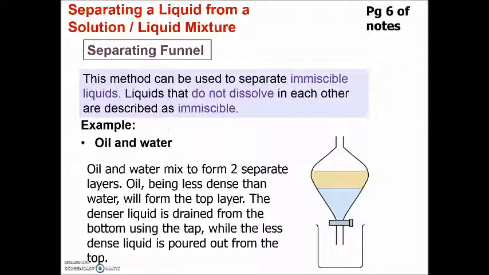Usually when you pour a mixture of immiscible liquids into a separating funnel, the denser liquid will be at the bottom of the flask, and the less dense liquid will float on top. In this case, oil is the one that is less dense, so it will be on top, and water will be the one that is more dense, so it's at the bottom. So let's watch a video to show you how to use a separating funnel.